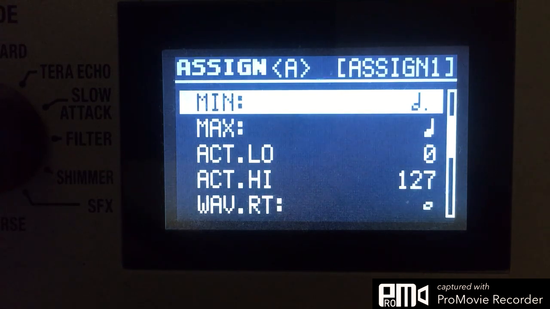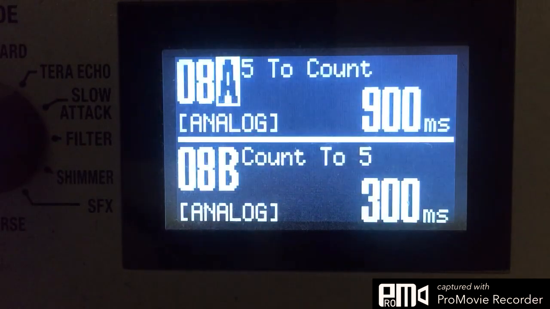So just experiment around and try, enjoy, and even the rate of it changing. I'm using a whole note. If you want something a lot quicker, you can do that as well. But overall, it's an extremely fun patch.